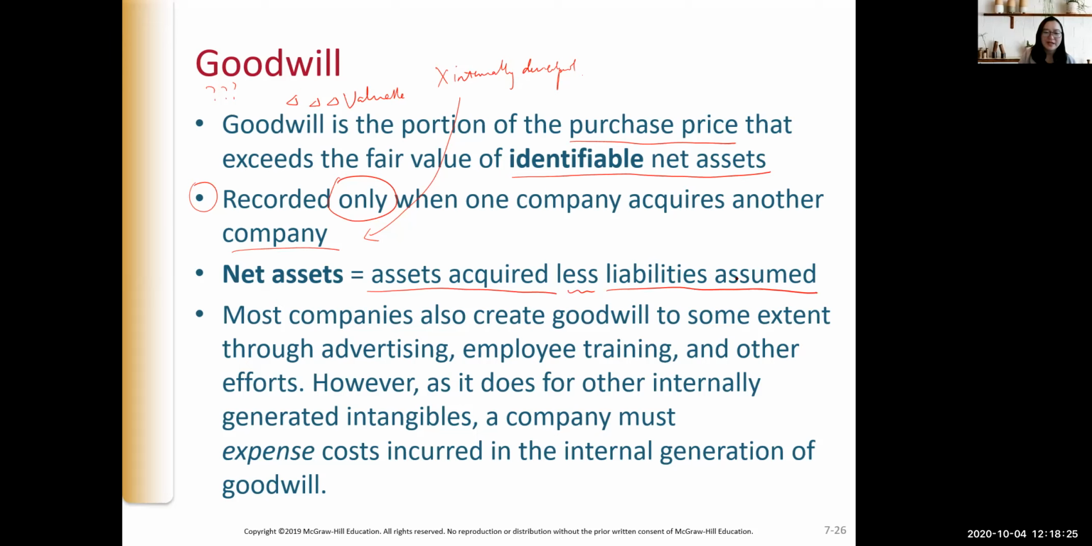Assume most companies also create goodwill to some extent through advertising, employee training, and other efforts. However, as it does for other internally generated intangibles, a company must expense those costs incurred in the internal generation of goodwill. So in other words, goodwill is only recognized when one company acquires another. If you want to create goodwill internally through advertising, employee training, and so on, you usually have to expense it. In other words, it cannot increase your goodwill.